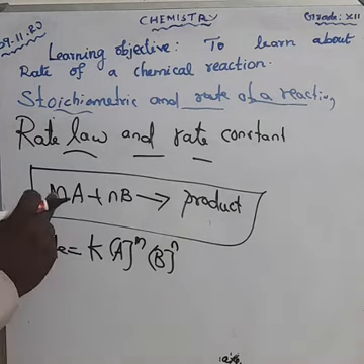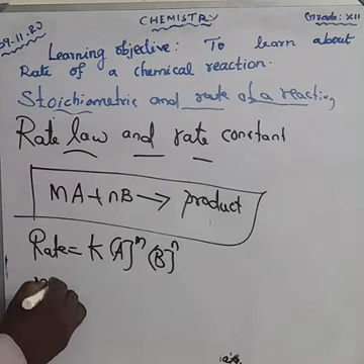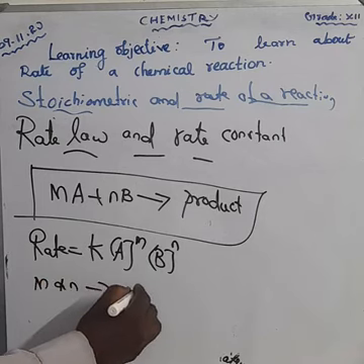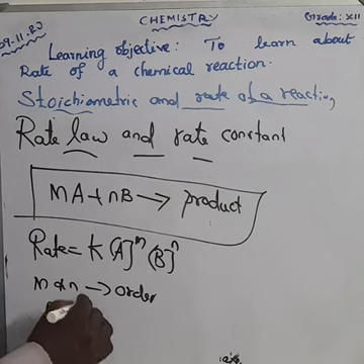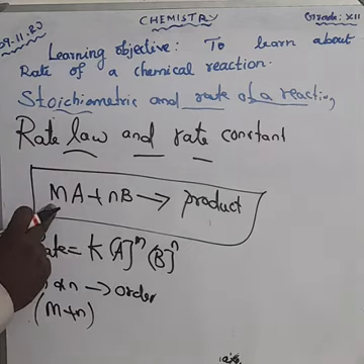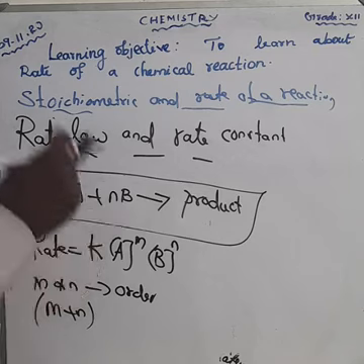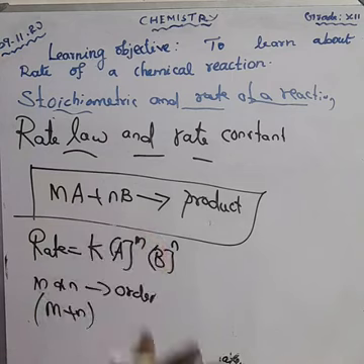The values of m and n are called the order. We say m and n are the order with respect to A and B. Anyhow, the overall order of the reaction is given by m plus n. That means the values of the exponents m and n in the rate law must be determined in the experiment.